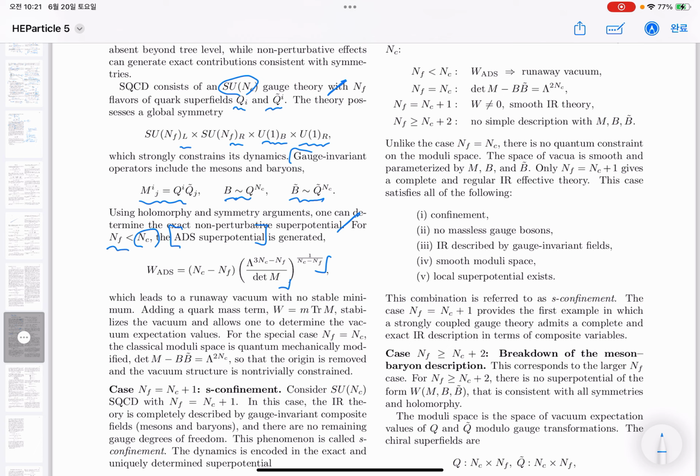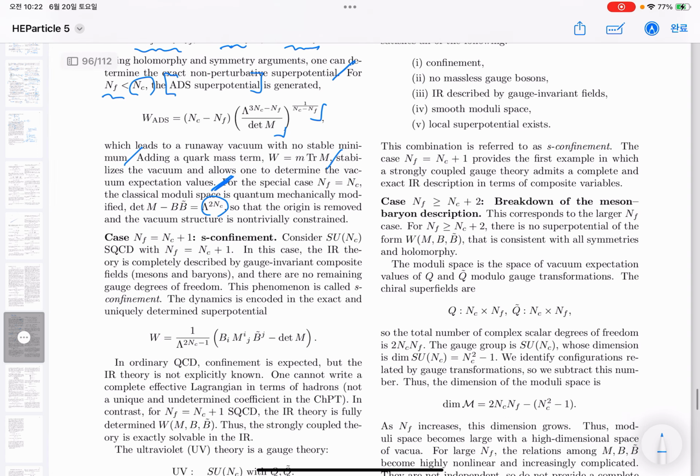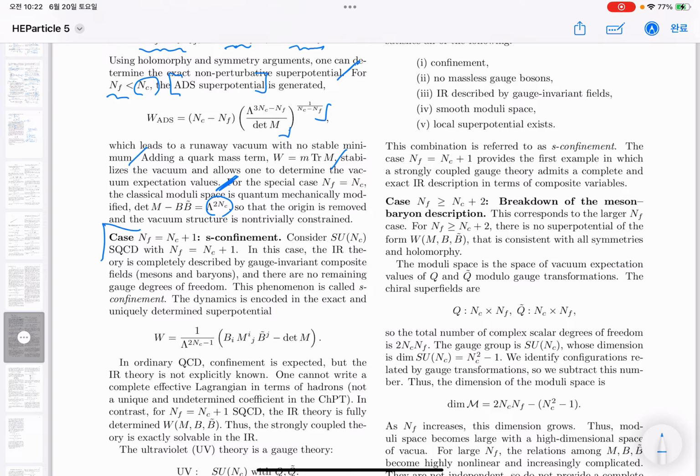So to make a stable minimum, one can add the quark mass term, like in perturbation theory. And this stabilizes the vacuum and allows vacuum expectation values. And also we consider the special case that NF is equal to NC. Then the classical moduli space is modified quantum mechanically on the right hand side. And this condition removes the origin and the vacuum structure becomes non-trivial.